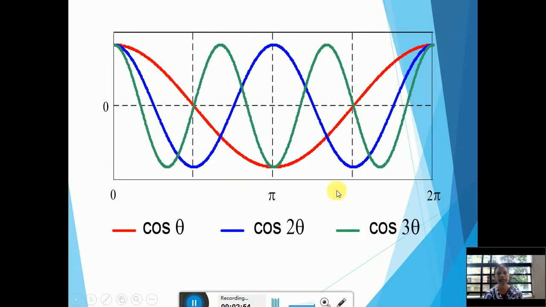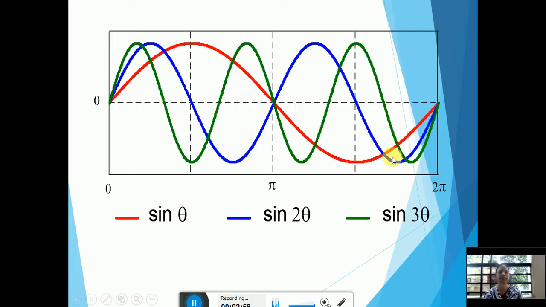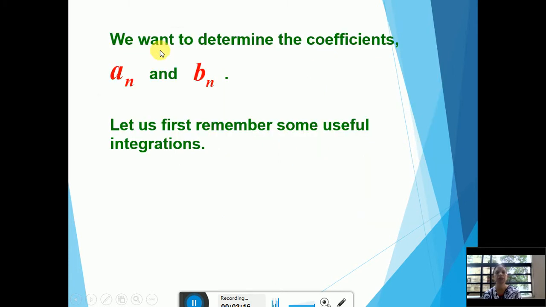Similarly, the red line is cos theta, the blue line is cos 2 theta, and the next one is sin 2 theta. So now, for sin, sin 0 is 0, sin 90 is 1, sin pi is 0, sin 3 pi by 2 is minus 1, and so on. In the same way, with the phase difference of theta, 2 theta, it is shown like that.